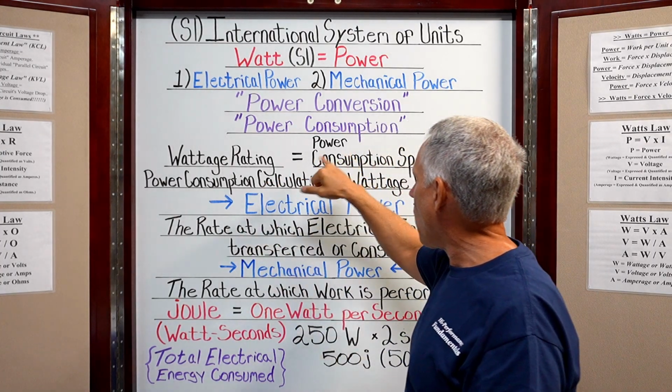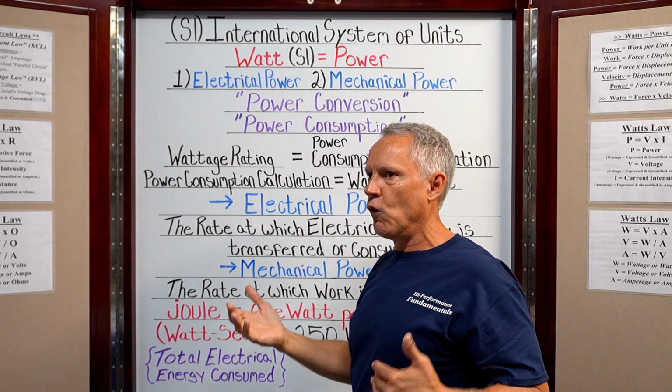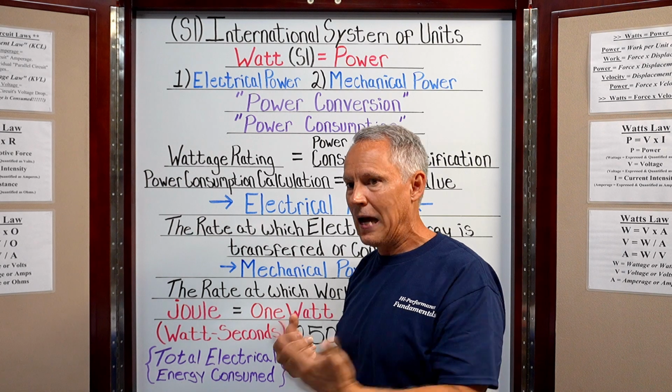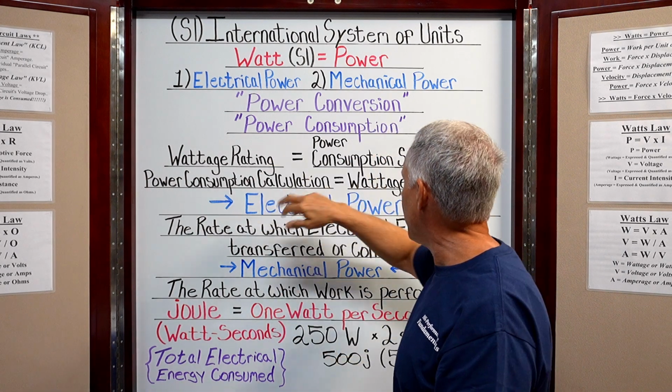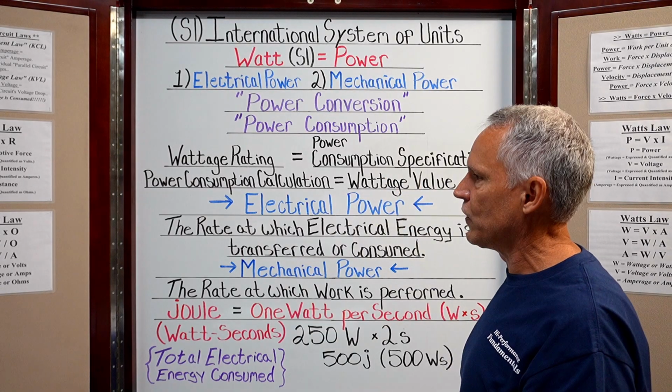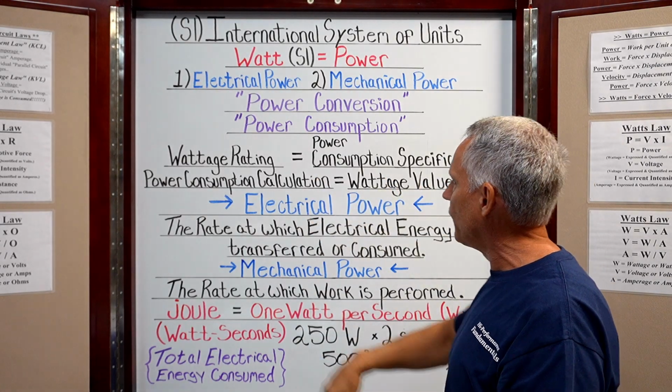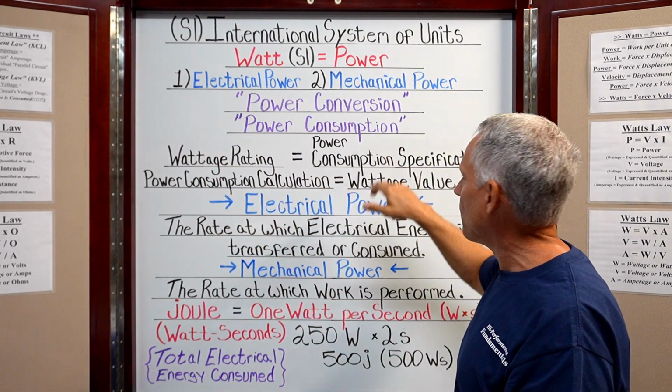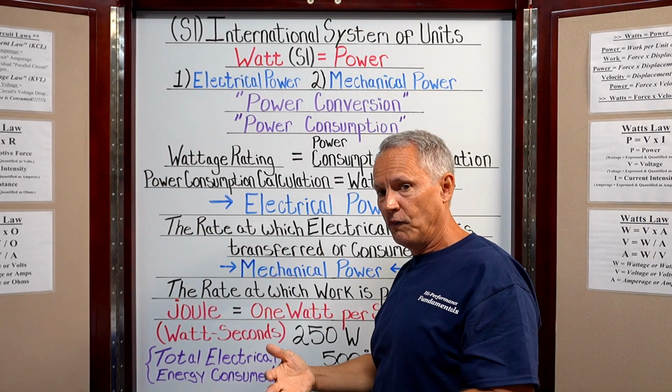So if you know the wattage, you can then say if we have 12 volts, we know what the amperage must be because we can calculate it. Okay, so wattage rating, power consumption specification, power consumption calculation will equal a wattage value. So we can come up with a wattage value, or we can take the wattage rating and determine the power consumption specifications of voltage and amperage.